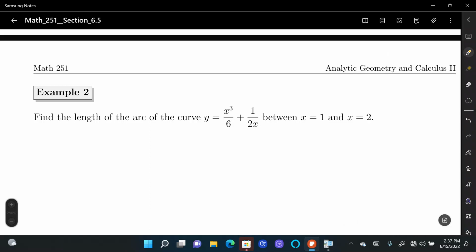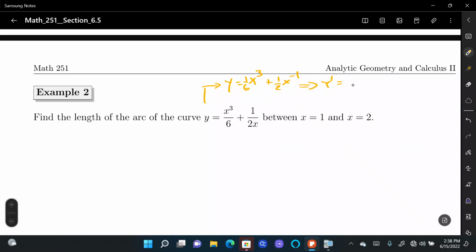But to find the derivative first, let's rewrite this function as y equals 1/6 x cubed plus 1/2 x to the negative 1, right? Be careful, it's not the whole thing that goes with the negative exponent. It's only the x.